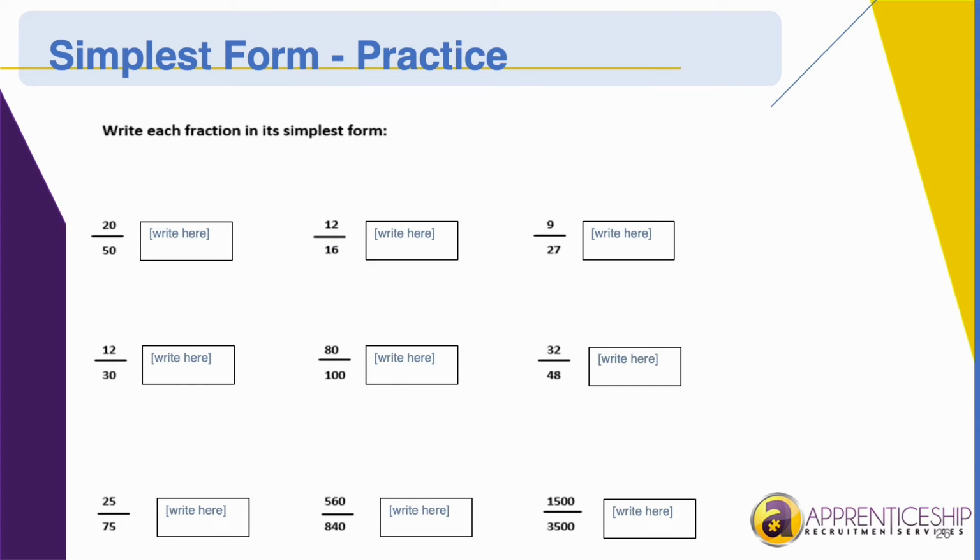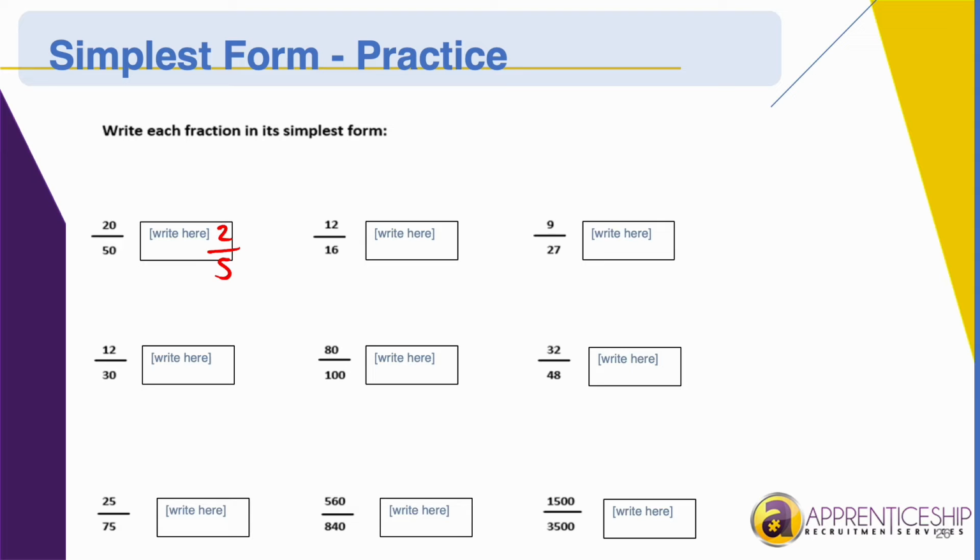So some examples here. Again, I'm not going to go through all of them. If you'd like to pause them and have a go, that's entirely up to you. So, first one, 20 over 50. If they end in zeros, straight away they're divisible by 10. So we can end up at 2 over 5. Get rid of those zeros, we've divided by 10. 2 and 5, nothing goes into both of them, they're the same, so we stop.